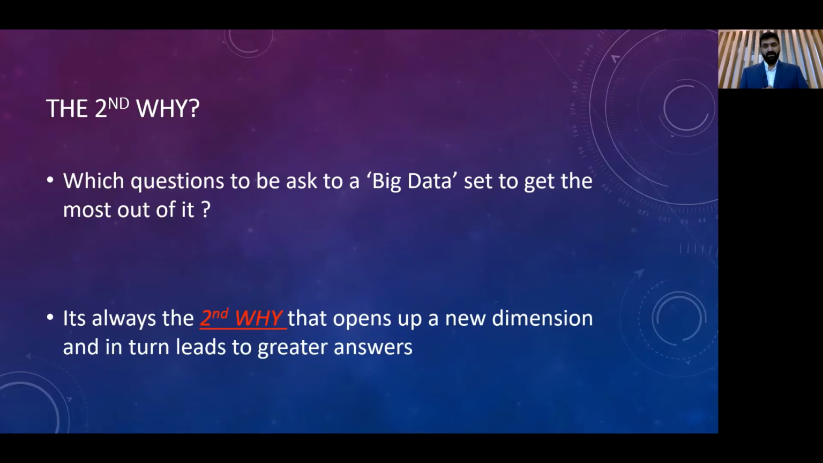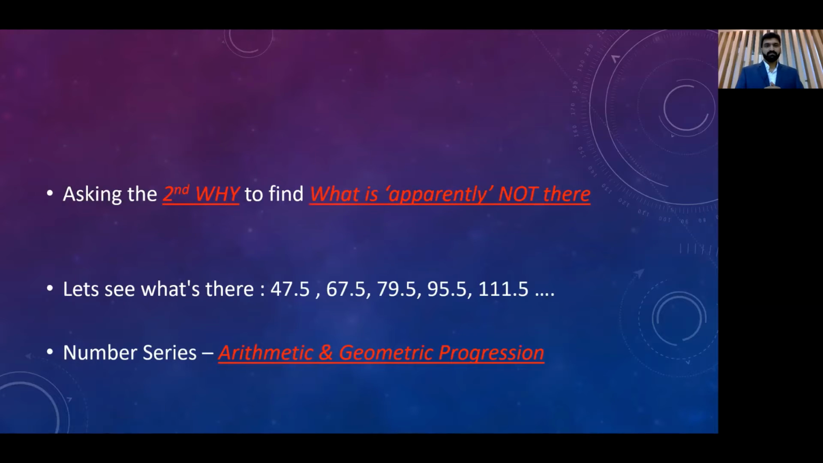Now we talked about 2 things so far. One is what is apparently not there, but which has always been there, and the other is asking the second why question. Now the beauty lies in combining these 2 aspects. Let's take an example: asking the second why question to find what is apparently not there. Let me present to you a very simple mathematical series: 47.5, 67.5, 79.5, 95.5, and 111.5. This is a combination of arithmetic and geometric progressions. Now, this is one of our discoveries, and we're going to talk about it from the perspective of pure data science to find out what is apparently not there.